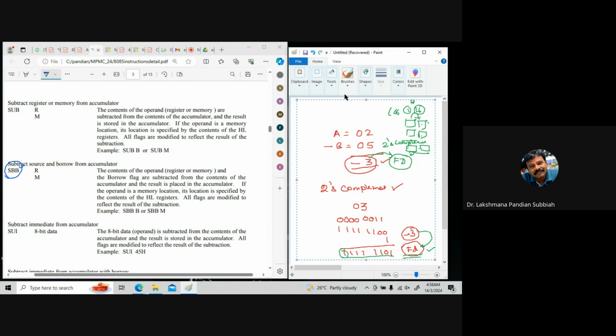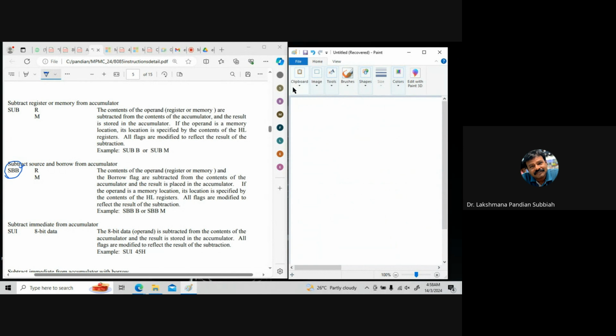Okay, now you see this one. Now subtract with borrow. The instruction name is subtract with borrow, SBB, right? If you have a previous borrow, actually there is no signal for borrow here. Instead of borrow, you consider carry. So we are using the carry here, right? As usual, registers and memory, you have to take.